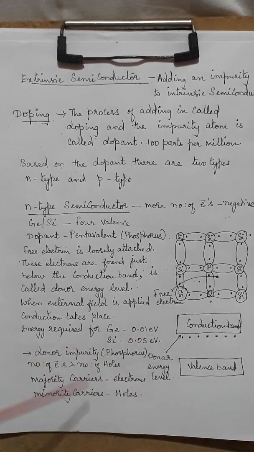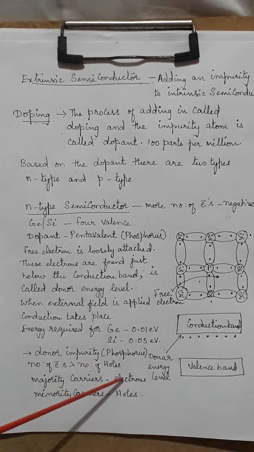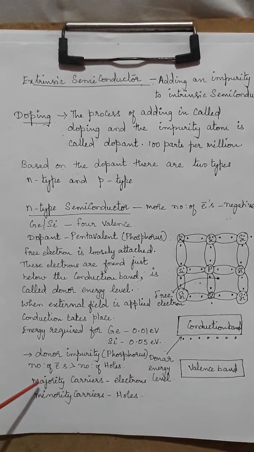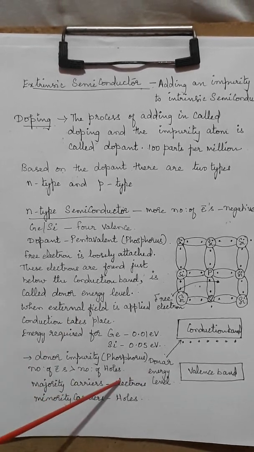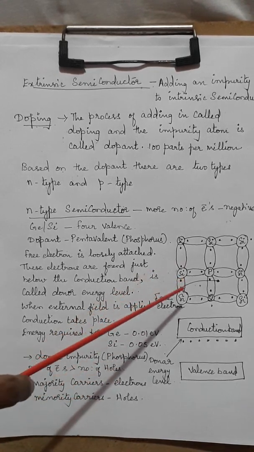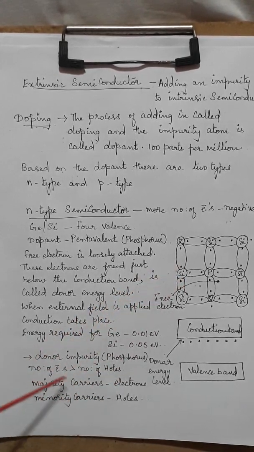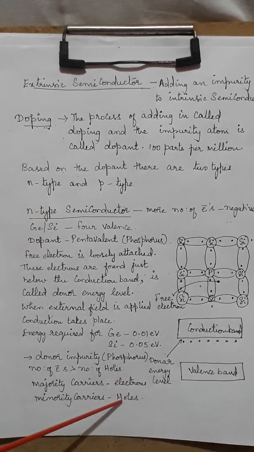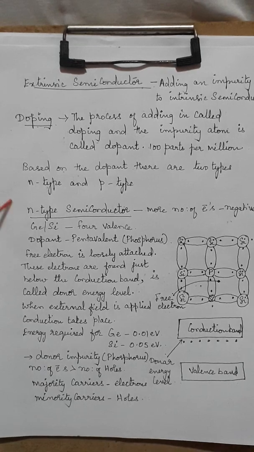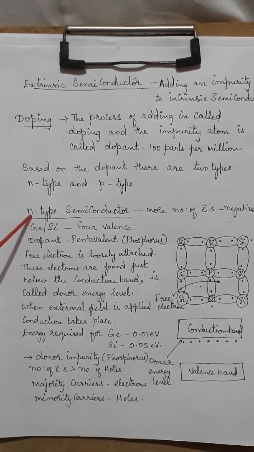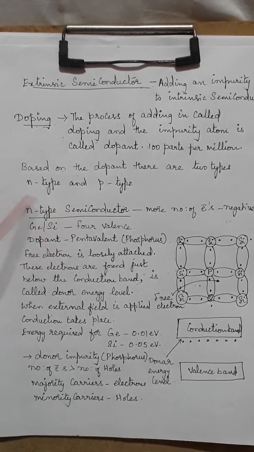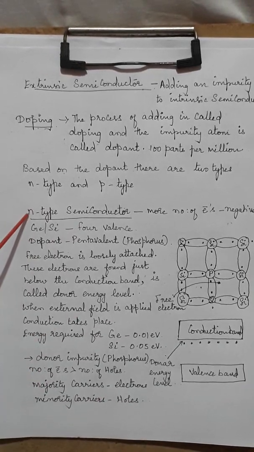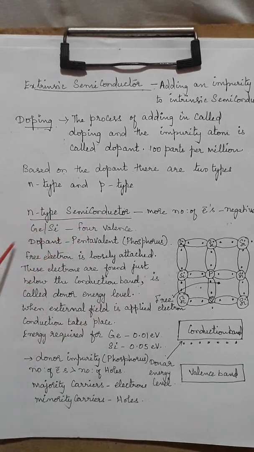But here again current is produced due to electrons and also due to holes. So I will call the majority carriers here electrons. Why? Because more number of electrons are found. So majority carriers are electrons in N type and minority carriers are holes in N type. Can you understand why it is called N-type semiconductor? Learn this very well, so that in the next class I will teach you how P-type semiconductors are called. Okay.